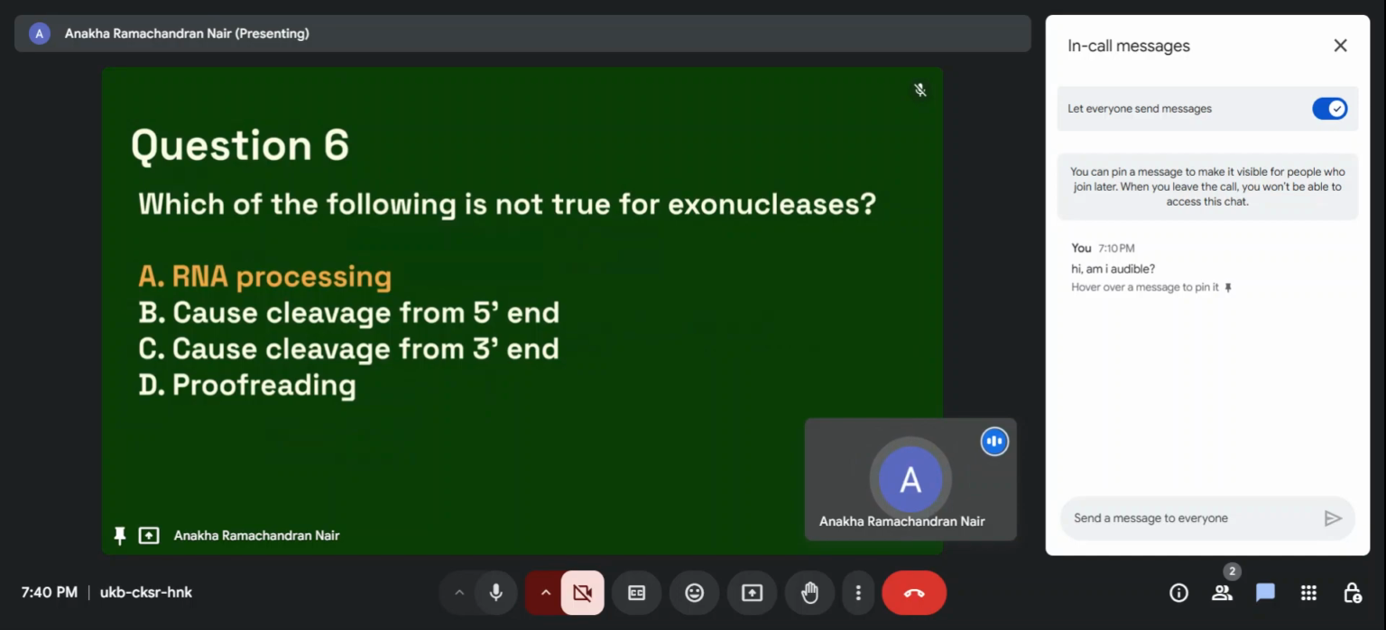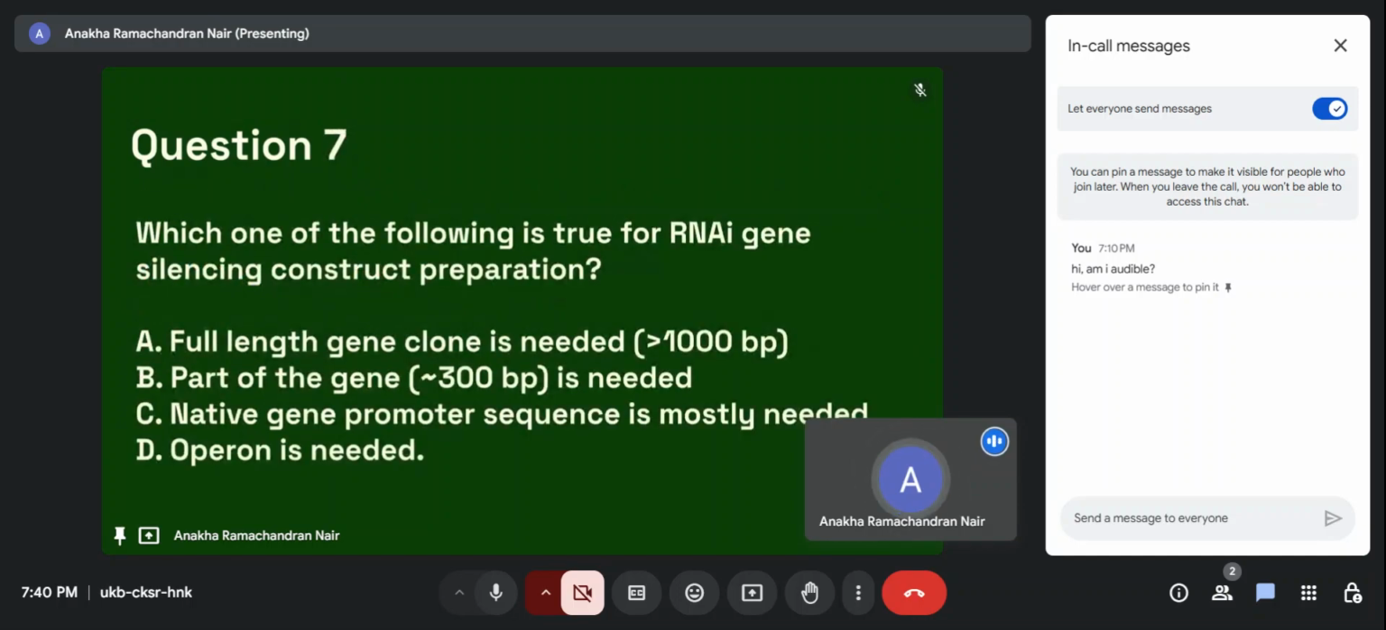So let's move on to question number 7. Question number 7 is, which one of the following is true for RNAi gene silencing construct preparation? There are four options given to you. Option A is full length gene clone is needed, that is more than 1000 base pairs. Option B is part of the gene, that is 300 base pairs is needed. Option C is native gene promoter sequence is mostly needed. And option D is operon is needed. So what could the correct answer be in this case?